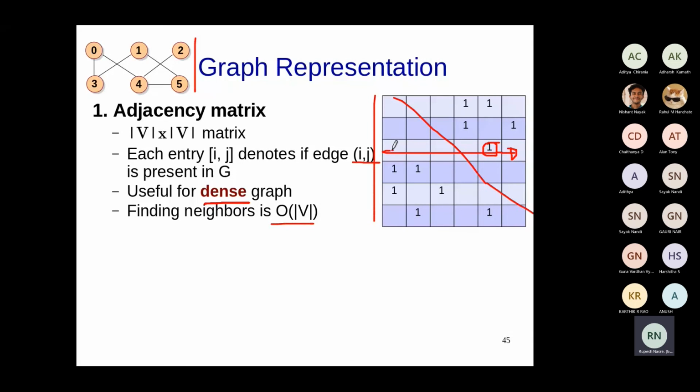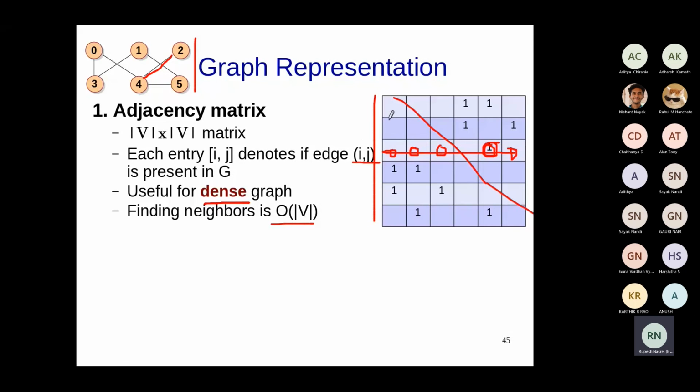This zero means, okay, node number two is not connected to node number zero. Node number two is not connected to node number one. Node number two is connected to node number four, and that is essentially this edge. So I need to go over all of these zeros and ones to figure it out, and therefore the complexity becomes order of the number of vertices.